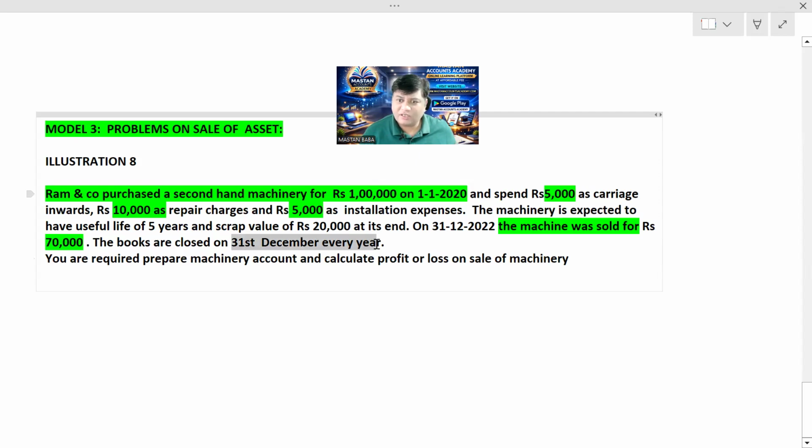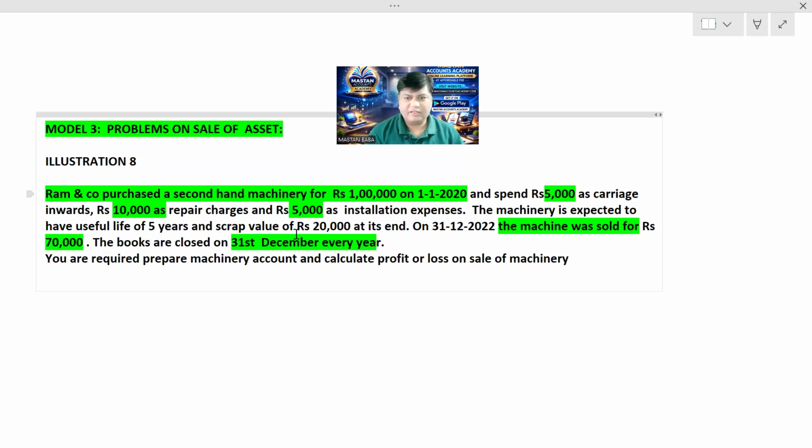So they are giving the hint. The firm is following which year, dear students? They are following the calendar year. And you are required to prepare the machinery account and calculate profit or loss on sale of machinery. And dear students, do remember here the rate of depreciation is not given. Whenever the rate of depreciation is not given, you have to apply the same formula that we discussed in the starting classes. Annual depreciation is equal to cost of asset minus scrap value divided by lifetime of the asset. So we'll do it now.